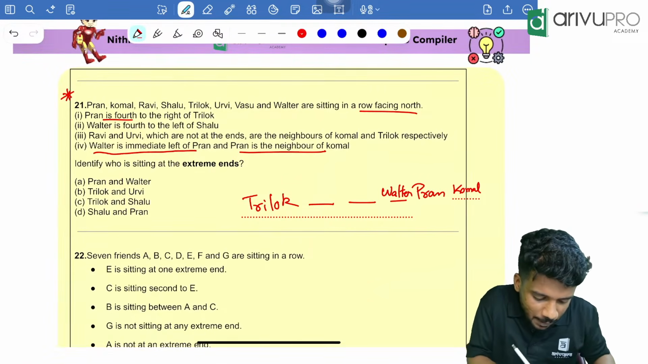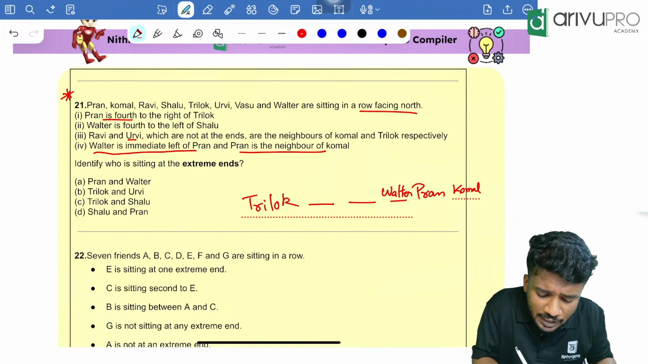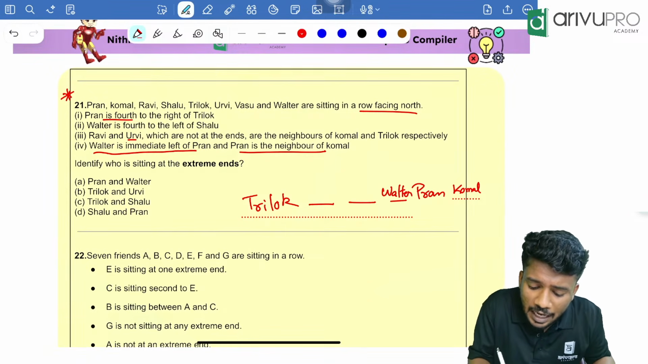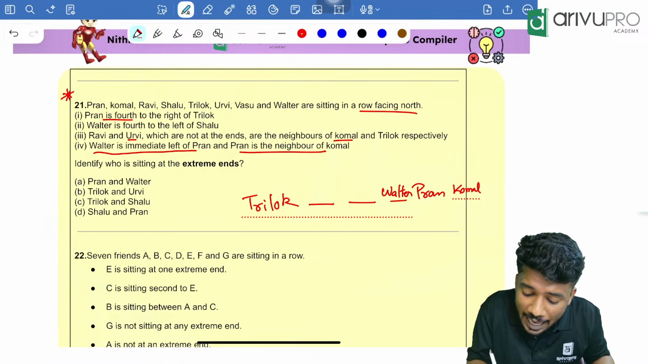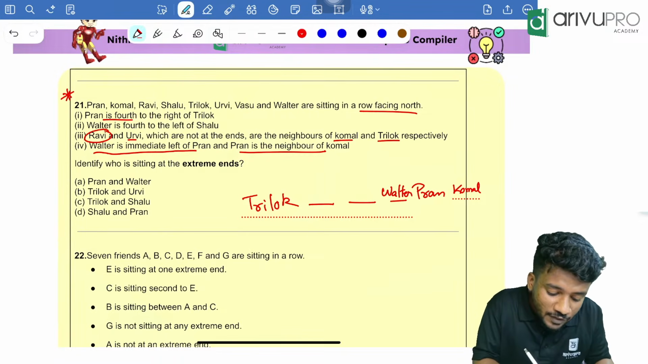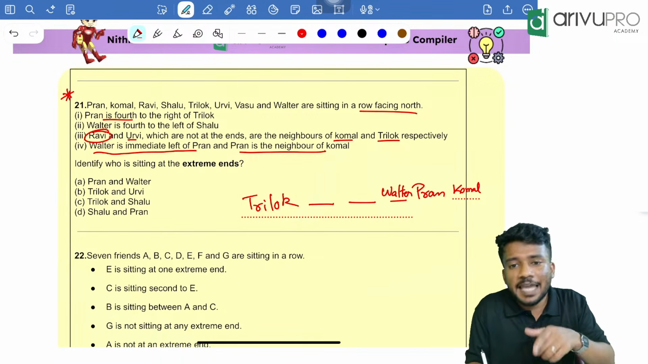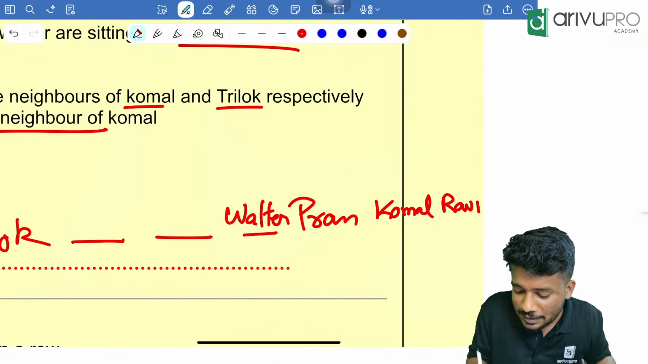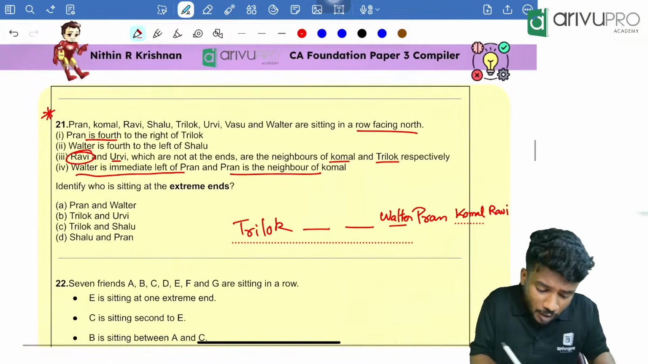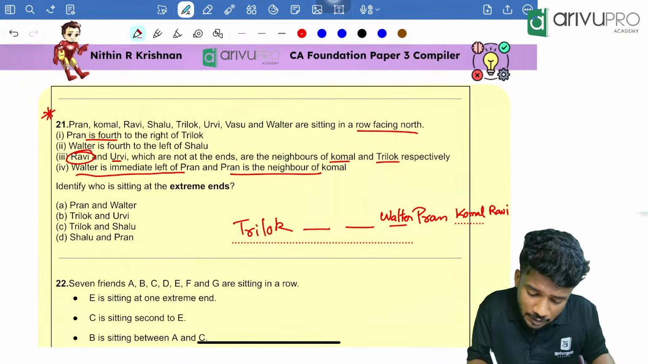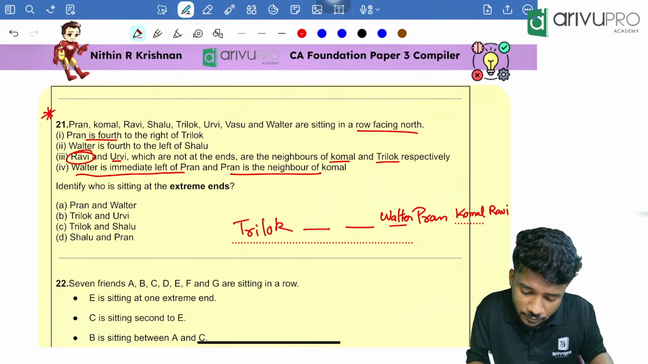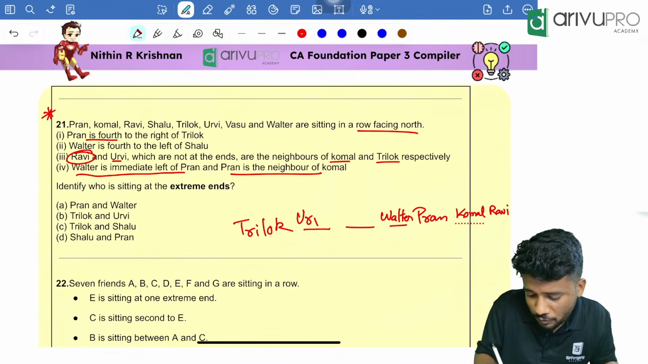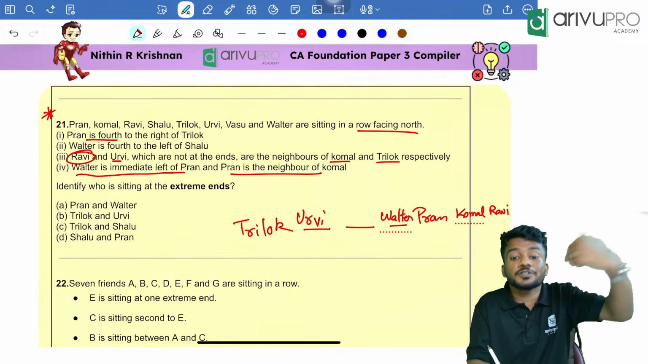Then what is given down? Ravi and Urvi are not at the ends, are neighbors of Kamal and Trilog. So Ravi is a neighbor of Kamal. Can Ravi kill Pran? No. Ravi should be to this side. Then what else we know? Urvi is also a neighbor of Trilog. I will write Urvi over here. We will check whether it is right or not towards the end.